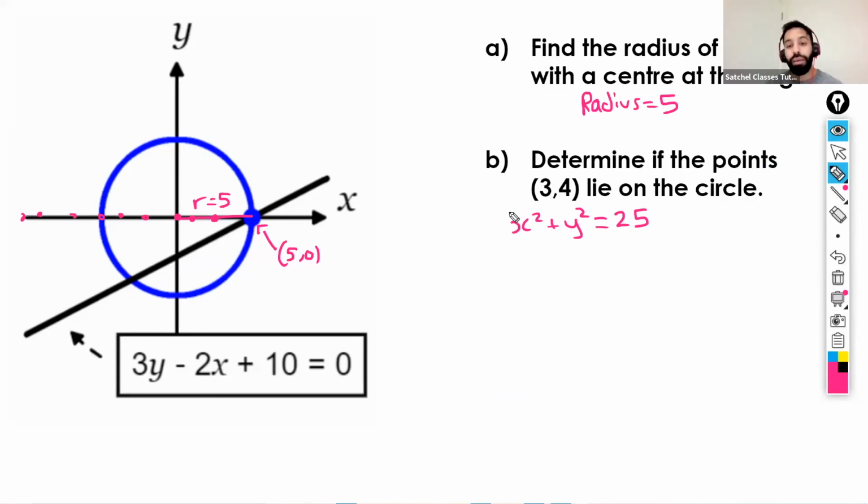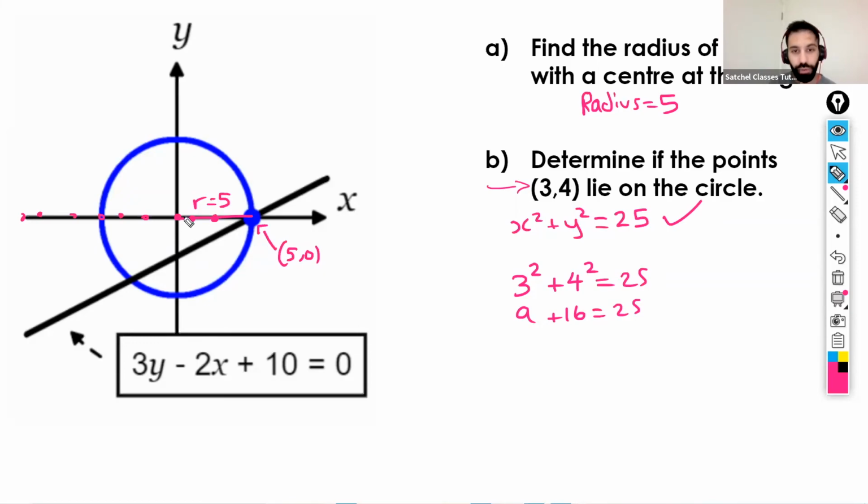If these 2 points lie on our circle, then if we sub these 2 coordinates into our equation, it has to be equal to 25. So let's try it out. 3 squared plus 4 squared is equal to 9 plus 16, and 9 plus 16 is 25. Therefore, these 2 points lie on the circle because they satisfy this equation. If we sub in these values, this equation still holds true.